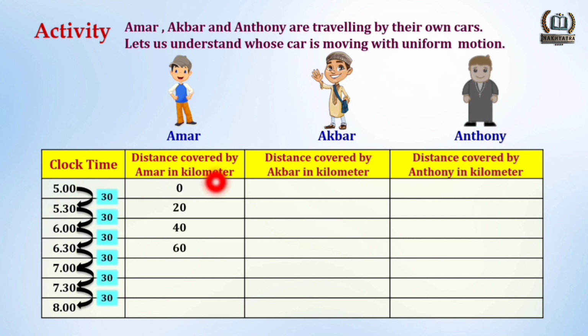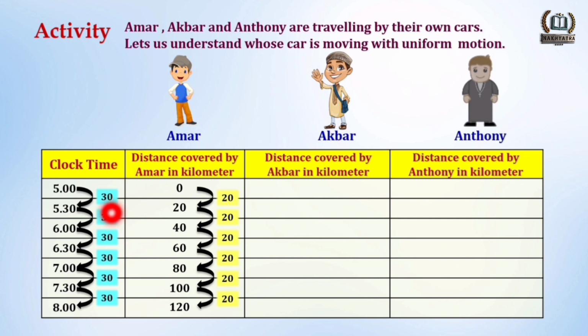We can see that it is starting from 0, then it is going to 20, 40, 60, 80, 100 and 120. So we can see that there is a uniform motion, right? Uniform means traveling equal distance in equal intervals of time. See, the distance has been increased by 20 kilometers. Here also the time is the same, increased by 30 minutes. So Amar is in uniform motion. So Amar's car is moving with uniform motion.